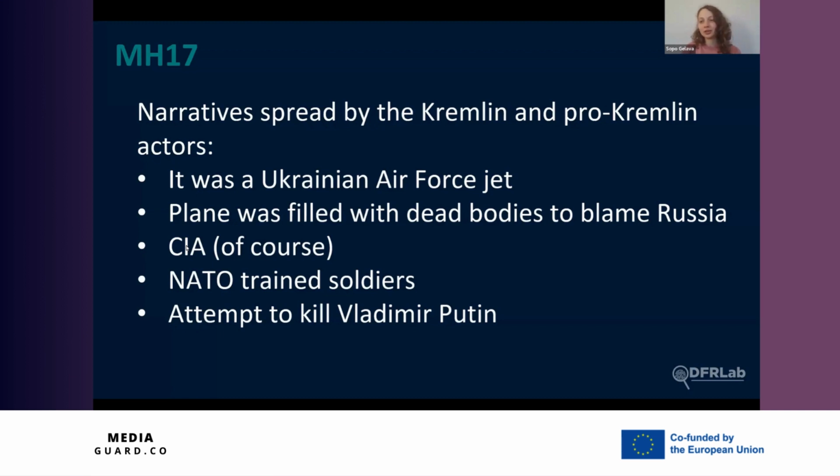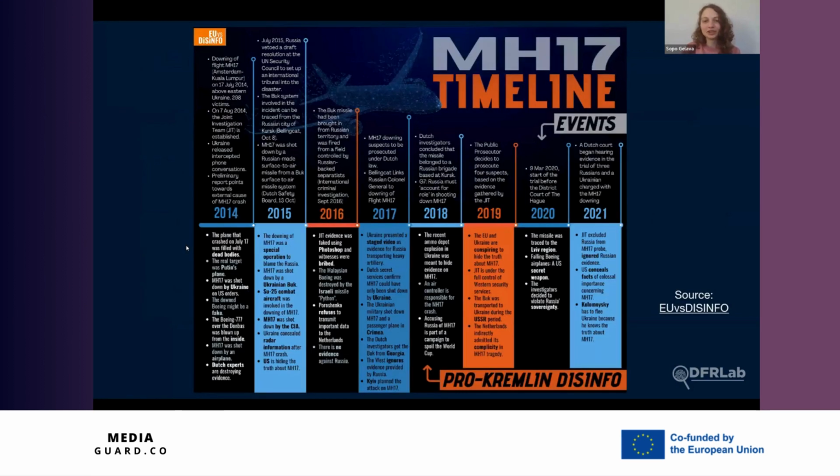Of course, the CIA was also blamed, NATO was also blamed, that Putin was flying almost near that plane, and it was an attempt to kill Putin, and that it was not intended to kill the civilians, but they wanted to kill Putin, and they hit that plane. And then this was the initial phase of information operations.